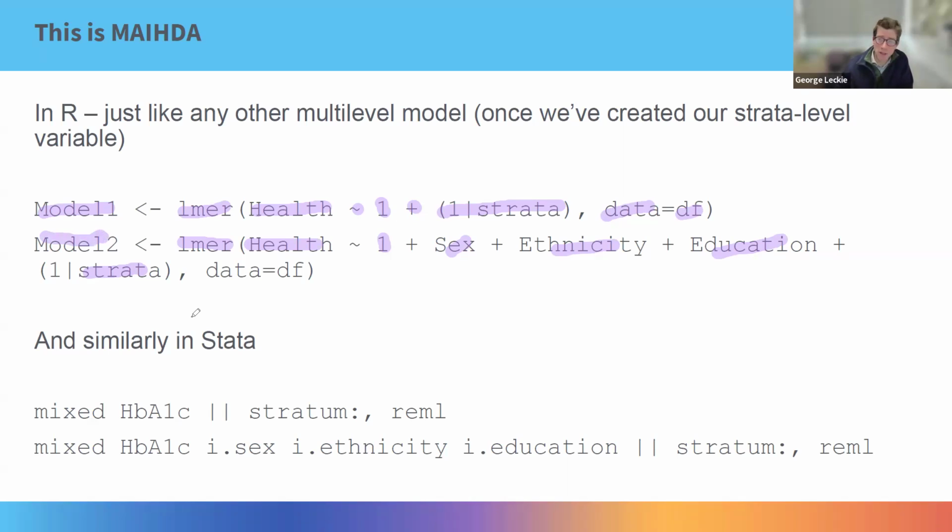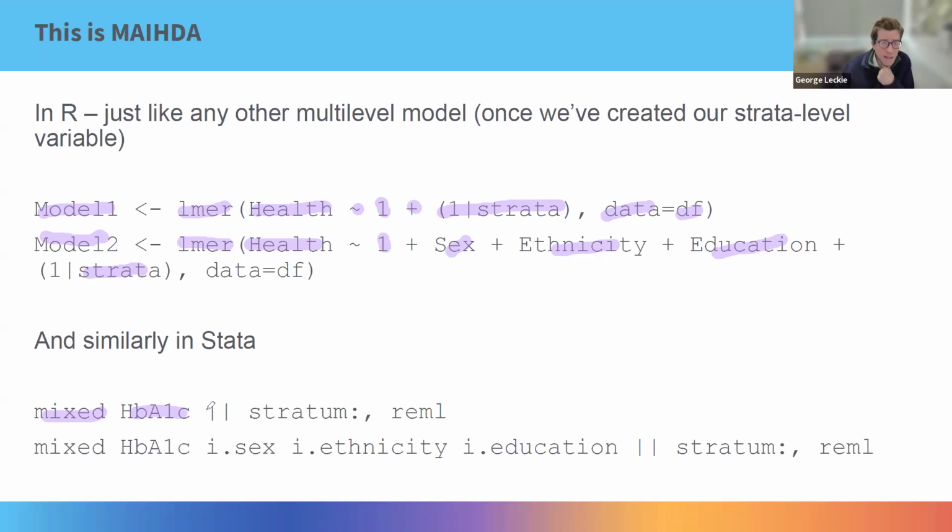If you're a Stata user like me, this is what you do. You use the mixed command for mixed models, which again is a synonym for multi-level models in Stata. The outcome here is written as HbA1c. Ideally we would have written health there just to make these consistent with one another. That's just a typo on our part.